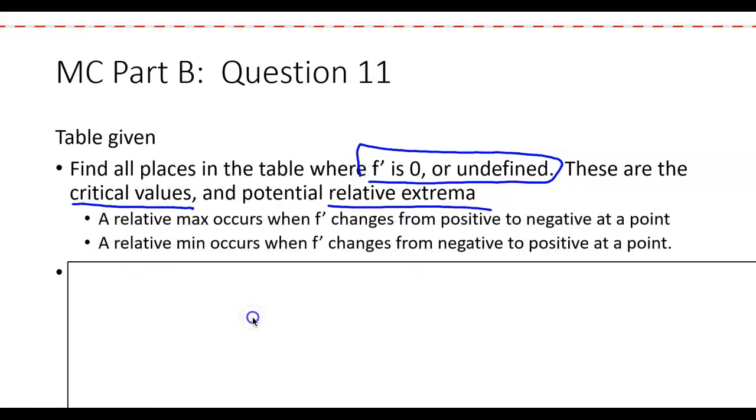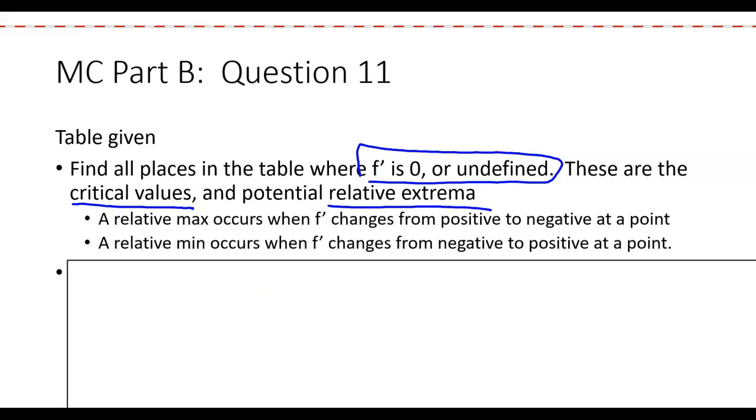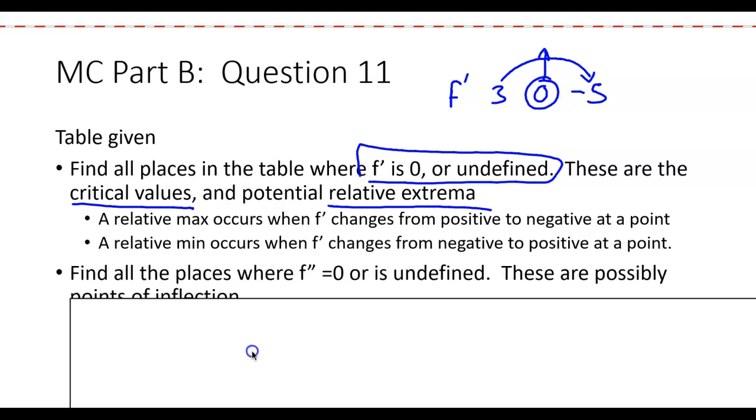Now, once you've found those, a relative max occurs when it changes from positive to negative. So, if you had f prime, let's just say that this was 3, this was 0, and this was negative 5. Well, here's my critical value, and as you can see, we went from a positive to a negative. So the x value here would be a relative maximum point, okay? Or it's where the max occurs. And for minimums, it's whenever it changes from negative to positive.